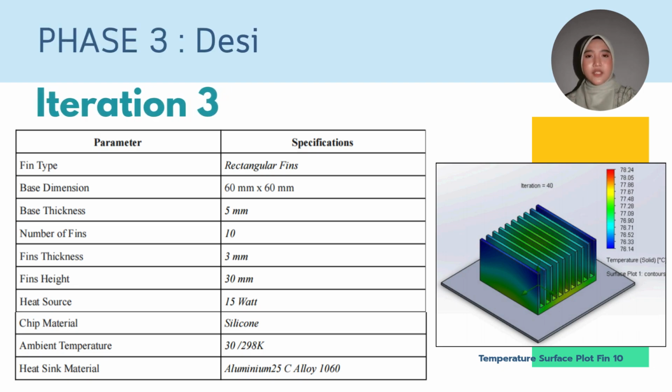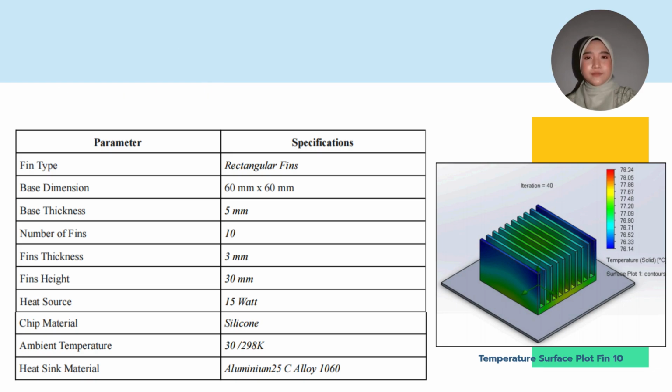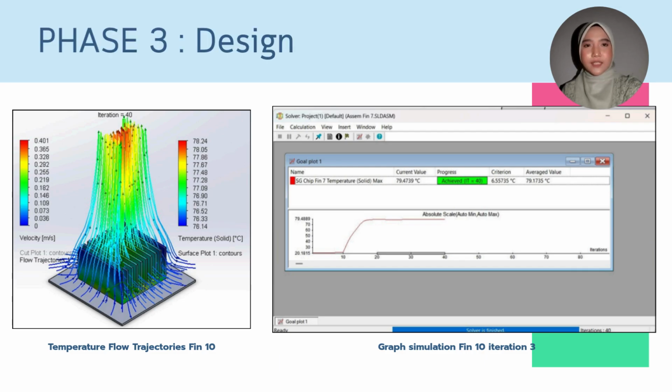Next, in iteration 3, we return to the original count of 10 rectangular fins but keep the optimized 3 mm thickness. Theoretically, returning to more fins should improve cooling. However, the surface plot shows that the heat remains concentrated at the base, similar to what we observed in iteration 1. The simulation graph shows that iteration 3 stabilized at 79.47 Celsius, exactly the same result as the 7 fin design.